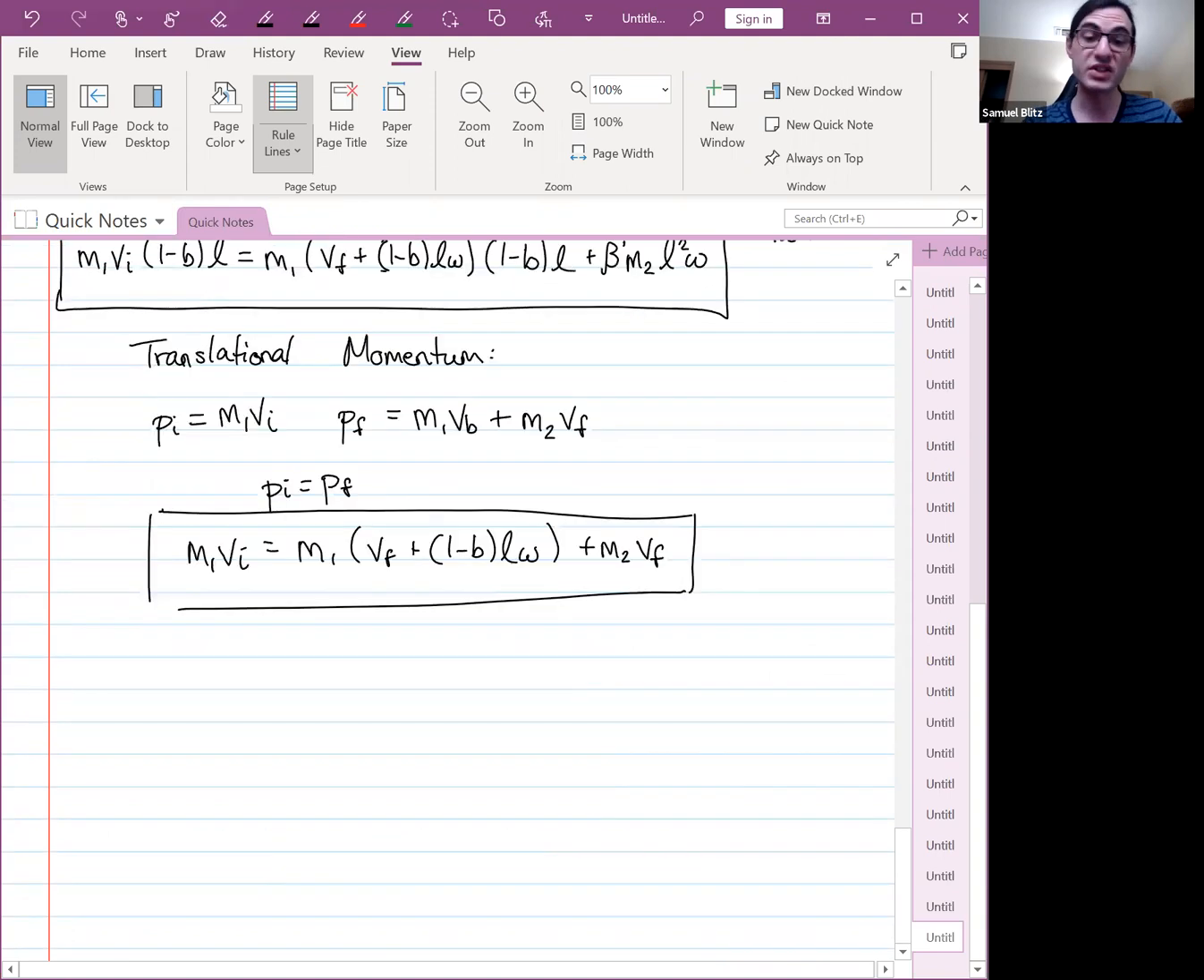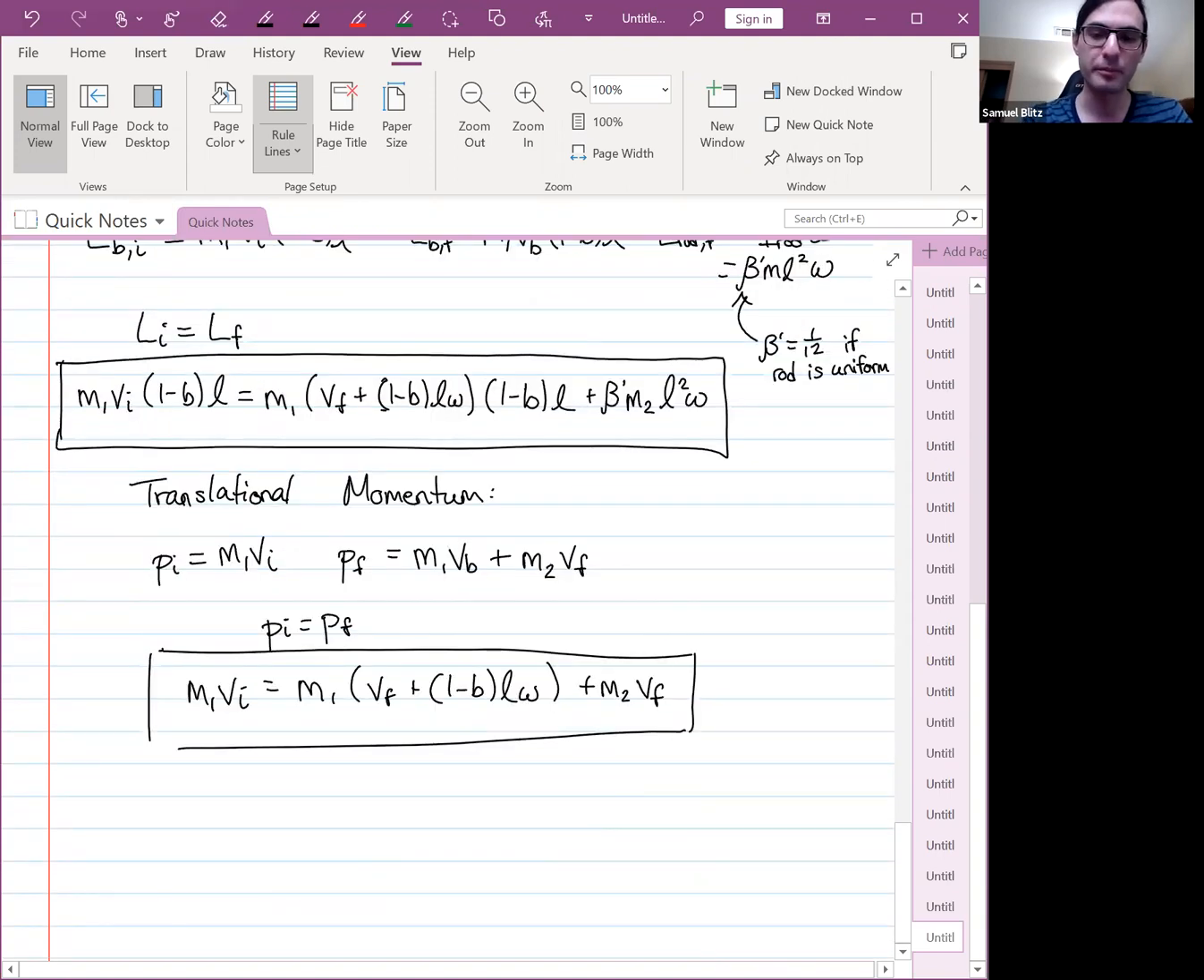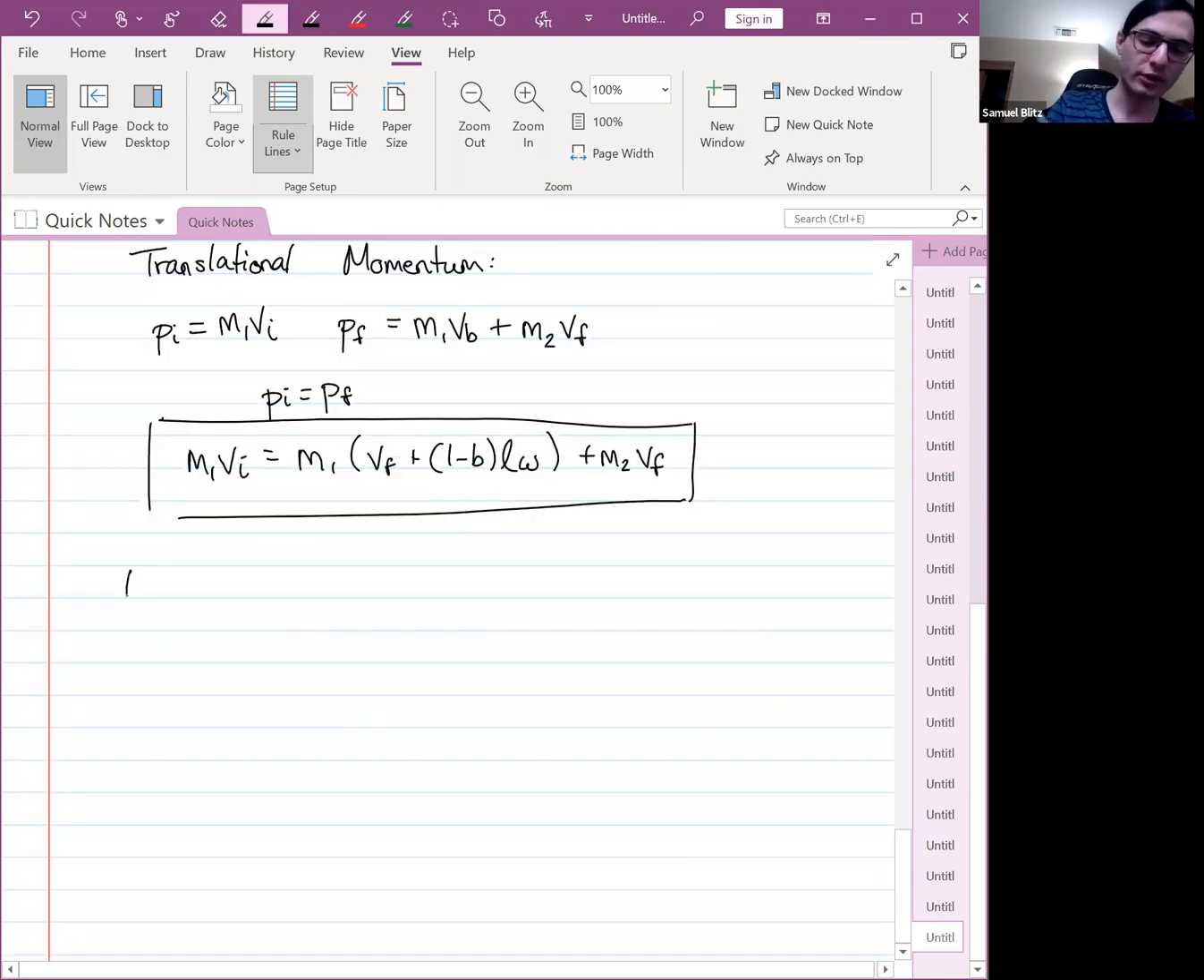So we have two equations, in principle two unknowns, assuming you're given everything else, you measure it or whatever. So we could just solve for VF and omega. I'm not going to do that by hand because it's messy. Instead, I'm just going to tell you what the answer is, and you can go home and verify my algebra. The end result from these two equations isn't pretty.